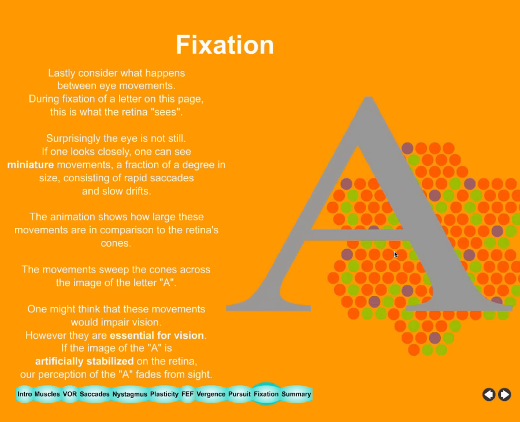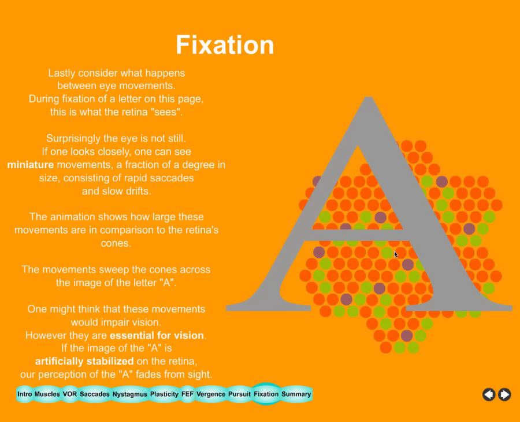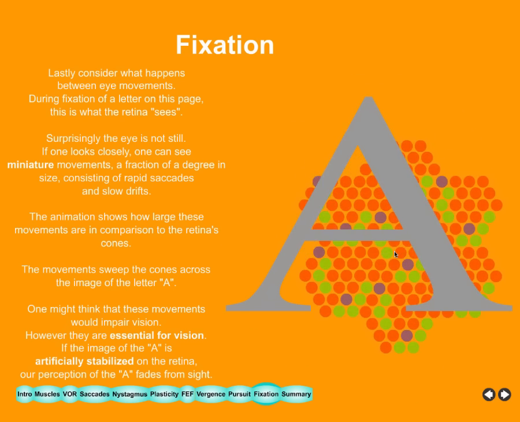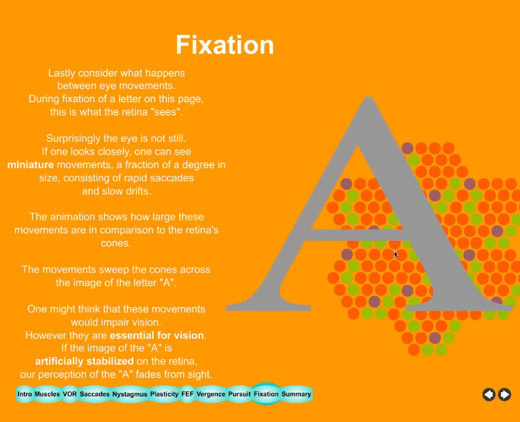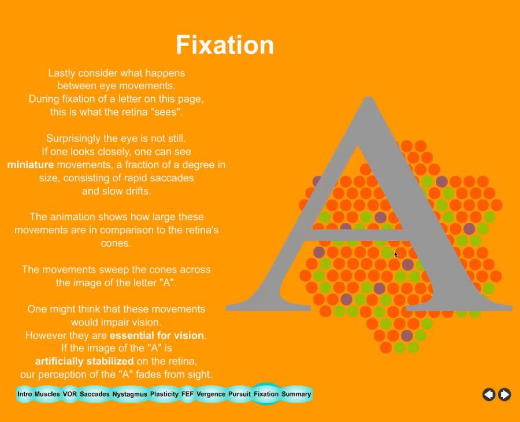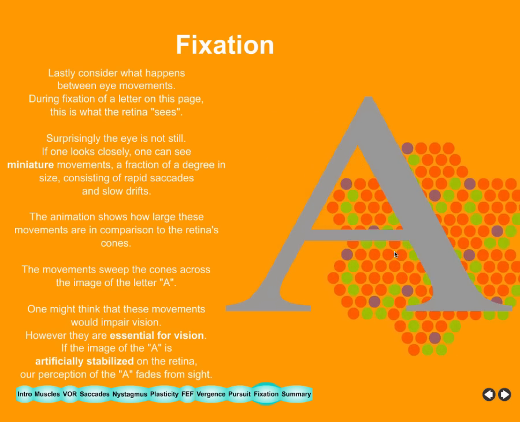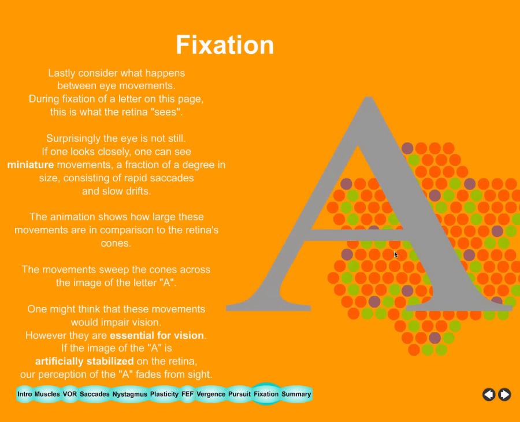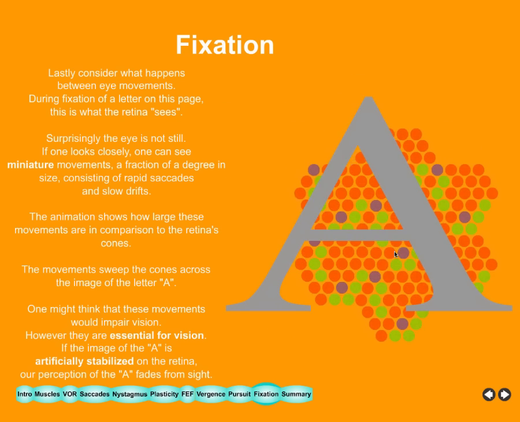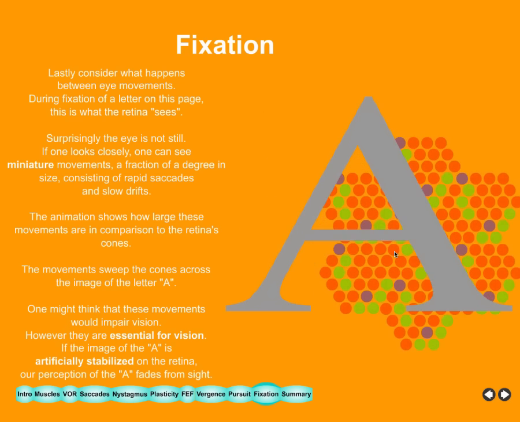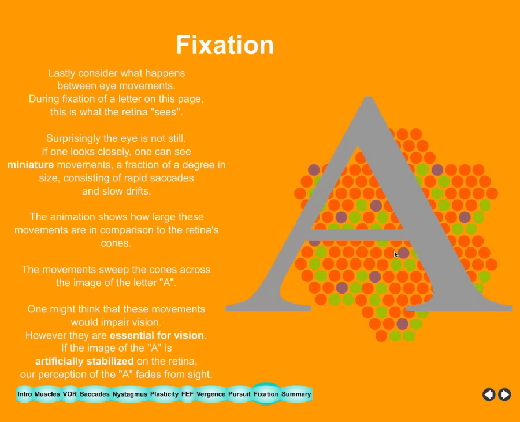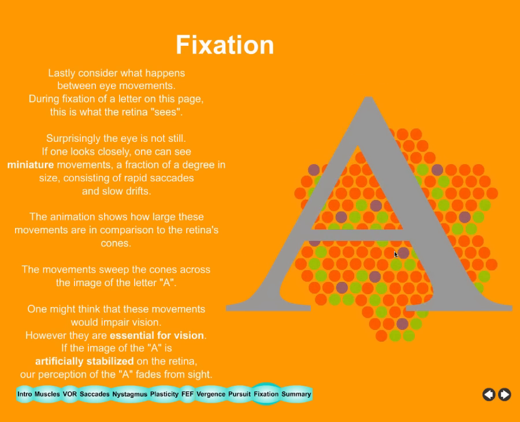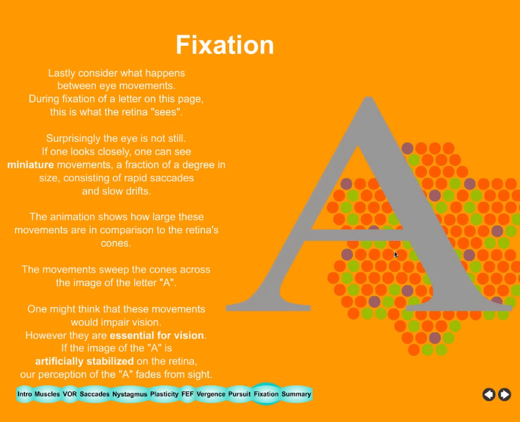Now, the really amazing thing is that if you stabilize the eye, so if you measure the size of these movements and move the A just the same size as these movements, so you keep the letter A stable on your fovea, the letter A will disappear. So for some reason, the brain needs these small little movements for vision, and we don't quite understand why.